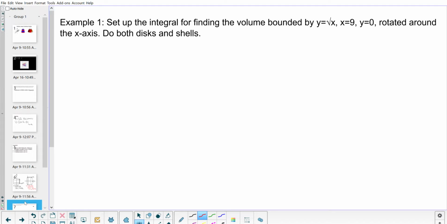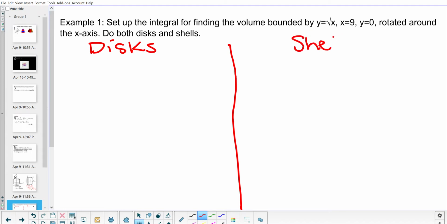So we're going to compare discs that we learned about earlier. We're going to do this with discs. We're going to do this with shells, and we're going to get the exact same answer. It's just going to look a lot different.